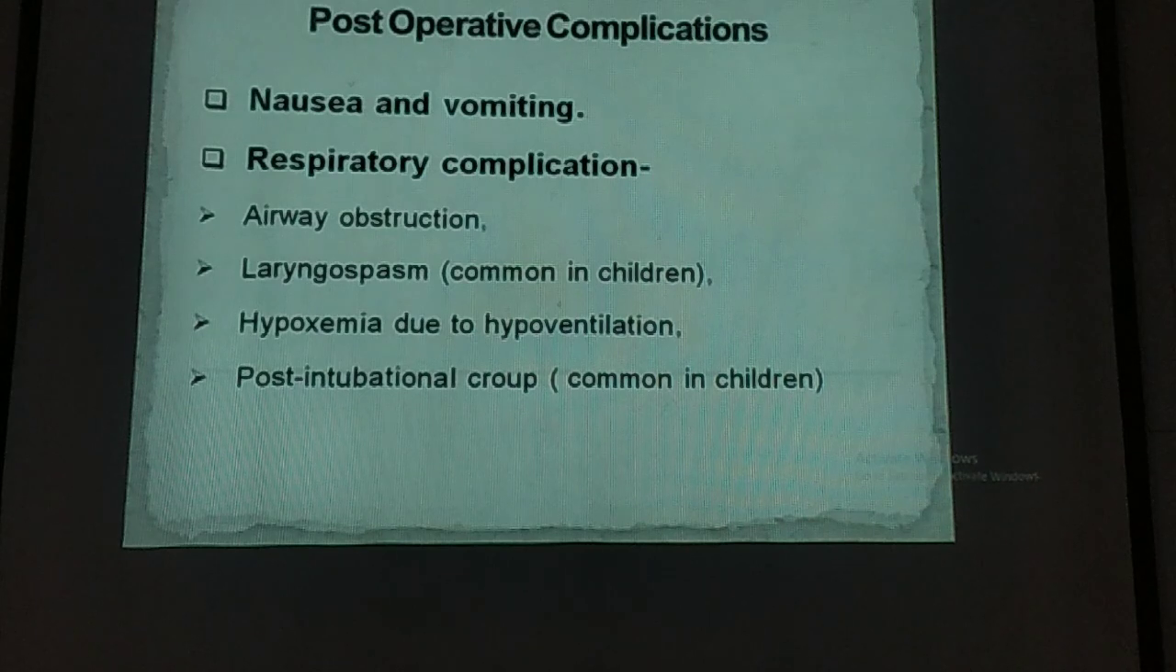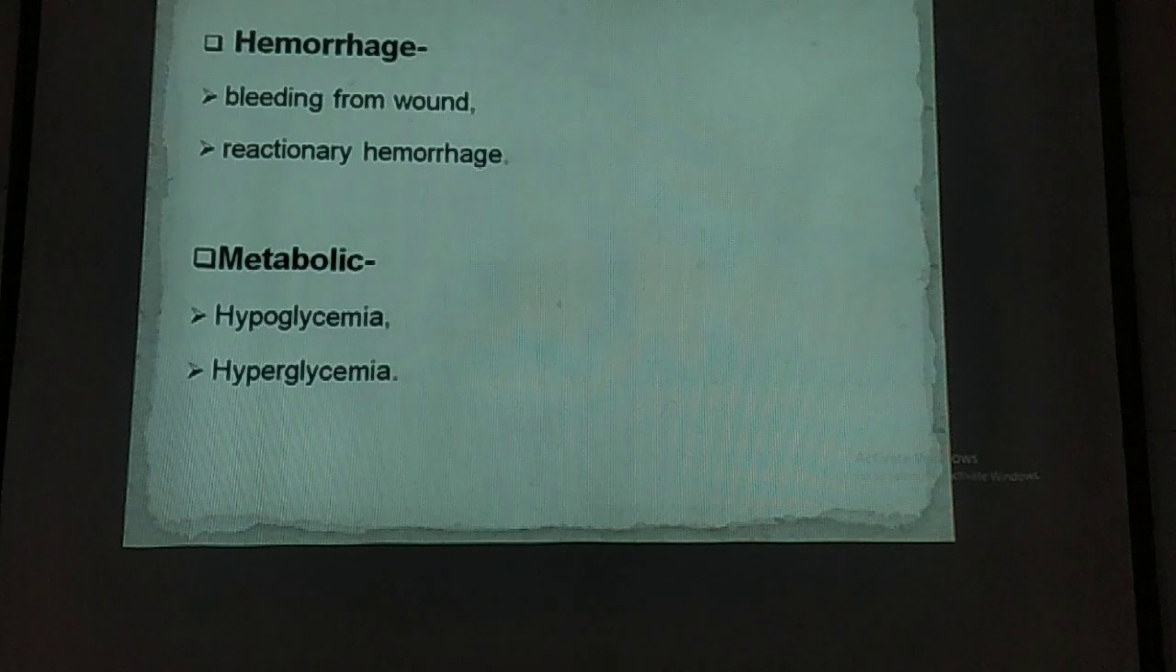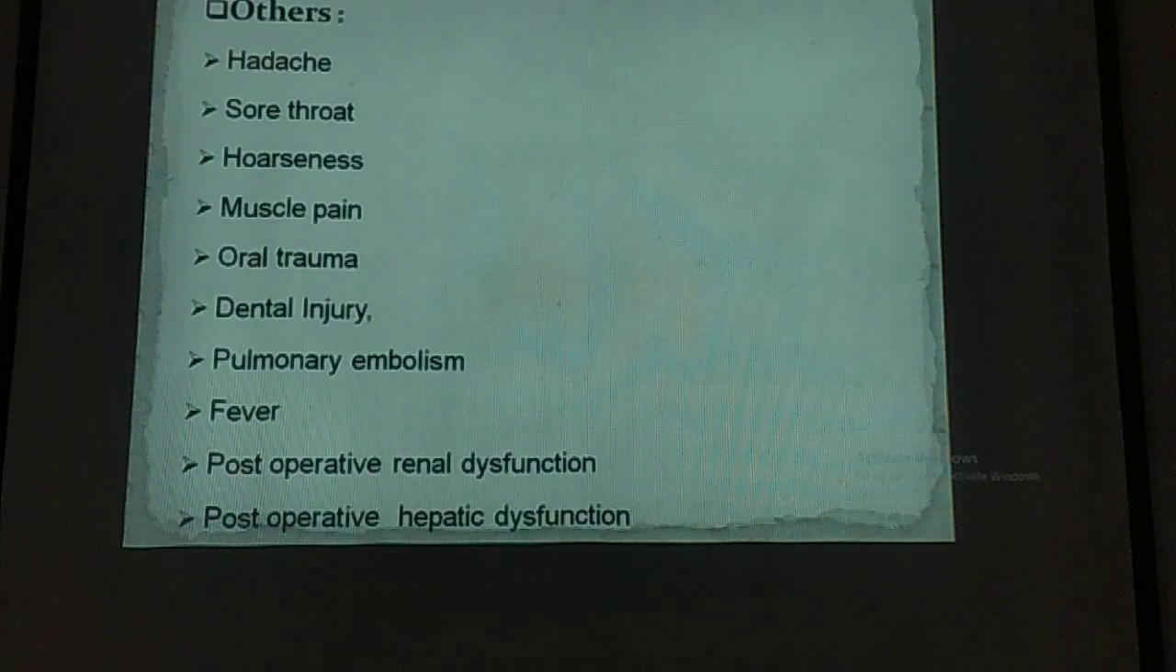Here we summarize some common post-anesthesia or post-operative complications we face in our post-anesthesia care unit. Nausea and vomiting. Respiratory complications: airway obstruction, laryngospasm which is common in children, hypoxemia due to hypoventilation, post-intubation cough which is also common in children. Circulatory complications: hypotension, hypertension, arrhythmia. Central nervous system complications: consciousness may not return, consciousness may be depressed due to sedative, excitement and confusion, pain, shivering, hemorrhage. Metabolic: hypoglycemia, hyperglycemia. Others: headache, sore throat, hoarseness, muscle pain, oral trauma, dental injury, pulmonary embolism, fever, post-operative renal dysfunction, post-operative hepatic dysfunction.